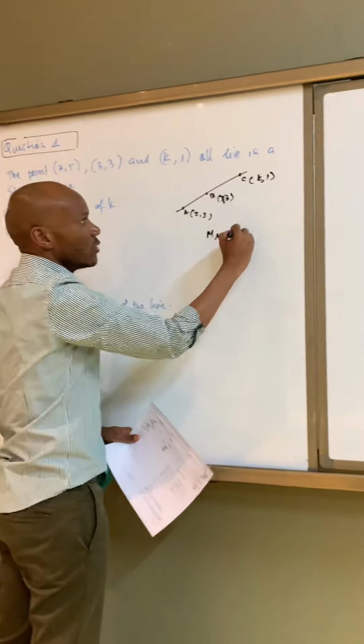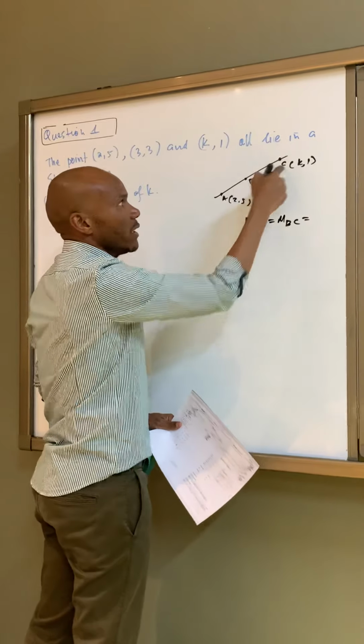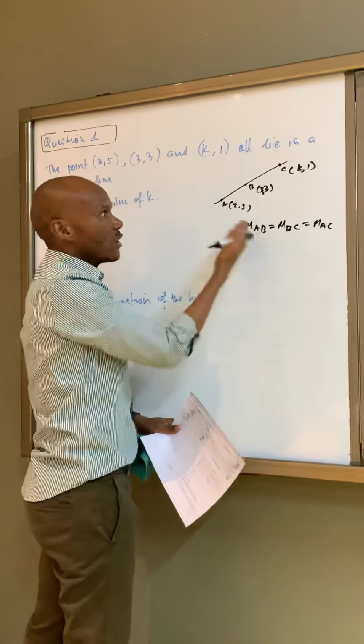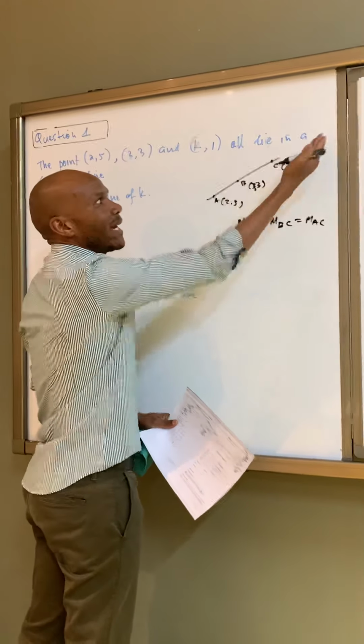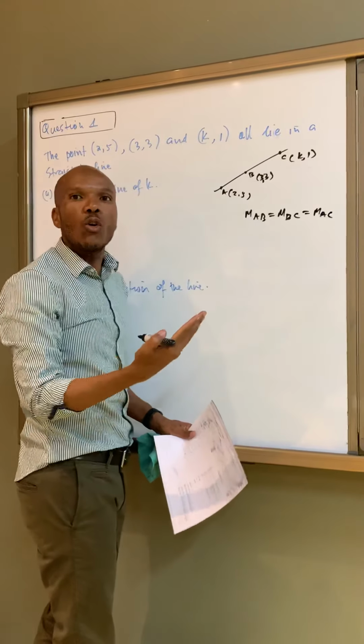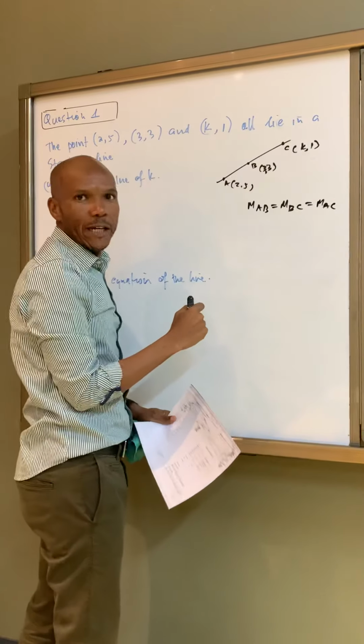AB is equal to the gradient BC is equal to the gradient AC. So the gradient from one point to another is the same, because all these points are called collinear points, because they are all in the same line.